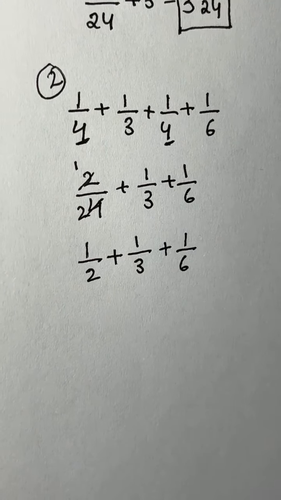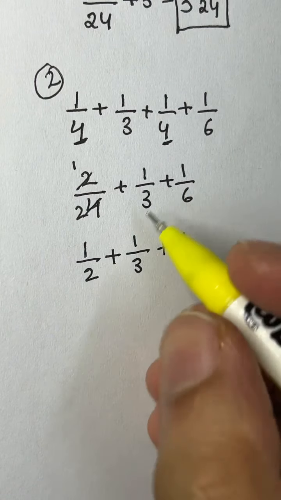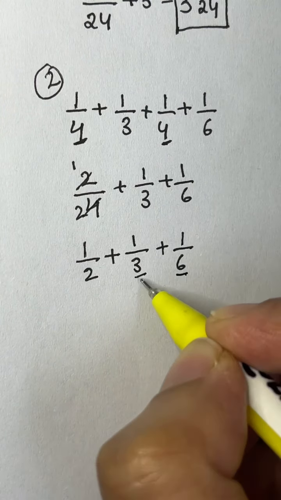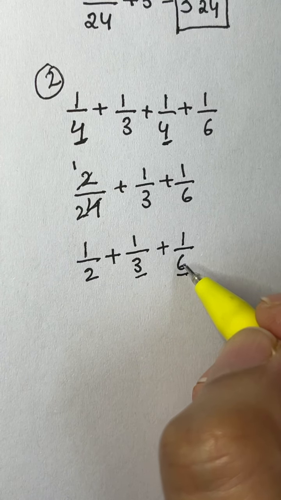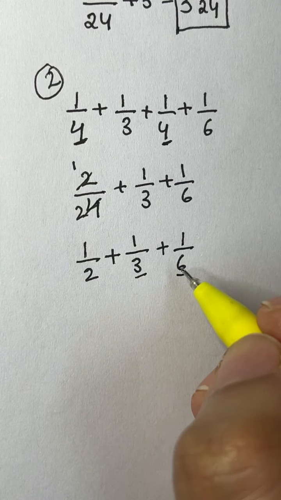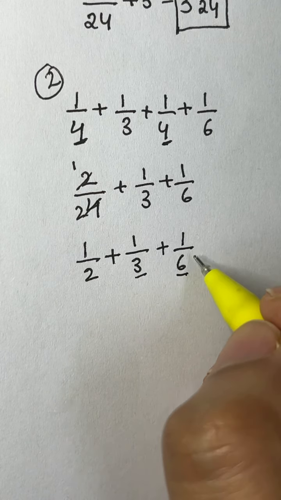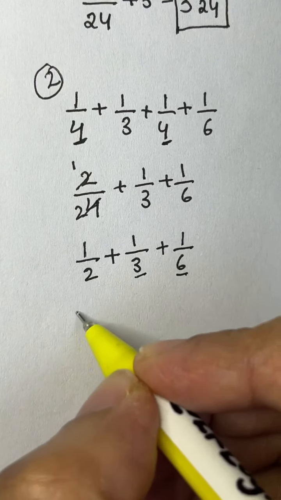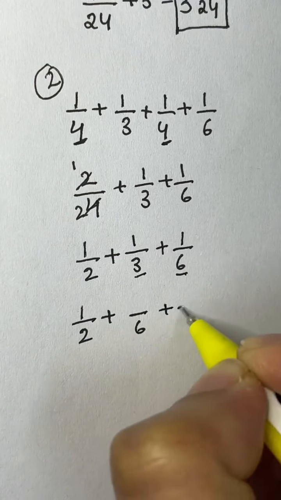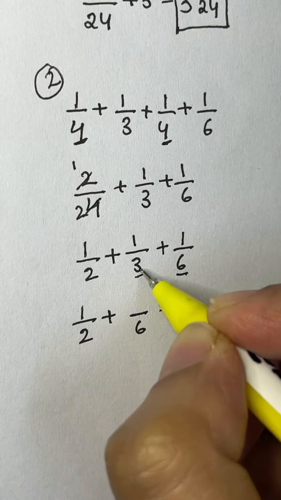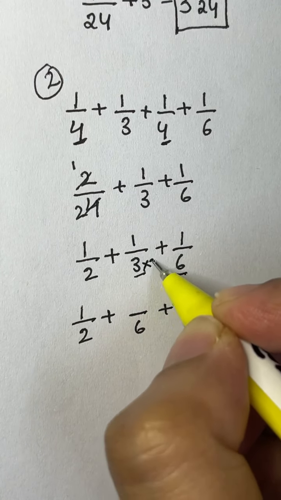Okay, now I have 1/2 here. What about 3 and 6? Let's take the LCM for 3 and 6. If you're just taking this one, the LCM is 6. Let me keep the half as it is. 6 and 6. Let me make it 6. So how can I change 3 to 6? Just multiply by 2. Is that right?